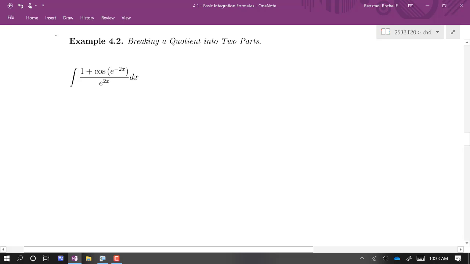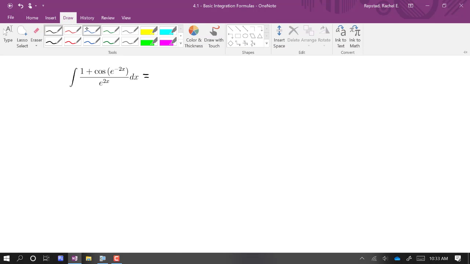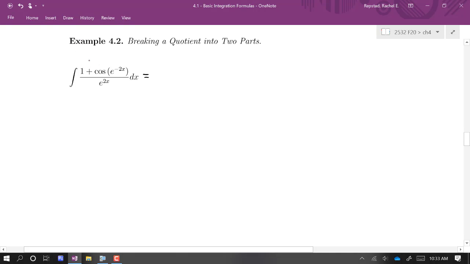All right, in this one we're going to integrate this function, and we're going to take a step that we saw ourselves take in a previous problem, actually in just the very last one. The first thing we're going to do is just break up this fraction. You can break up a fraction over addition or subtraction that happens up top. So I can write this as the integral of 1 over e to the 2x plus cosine of e to the negative 2x over e to the 2x.